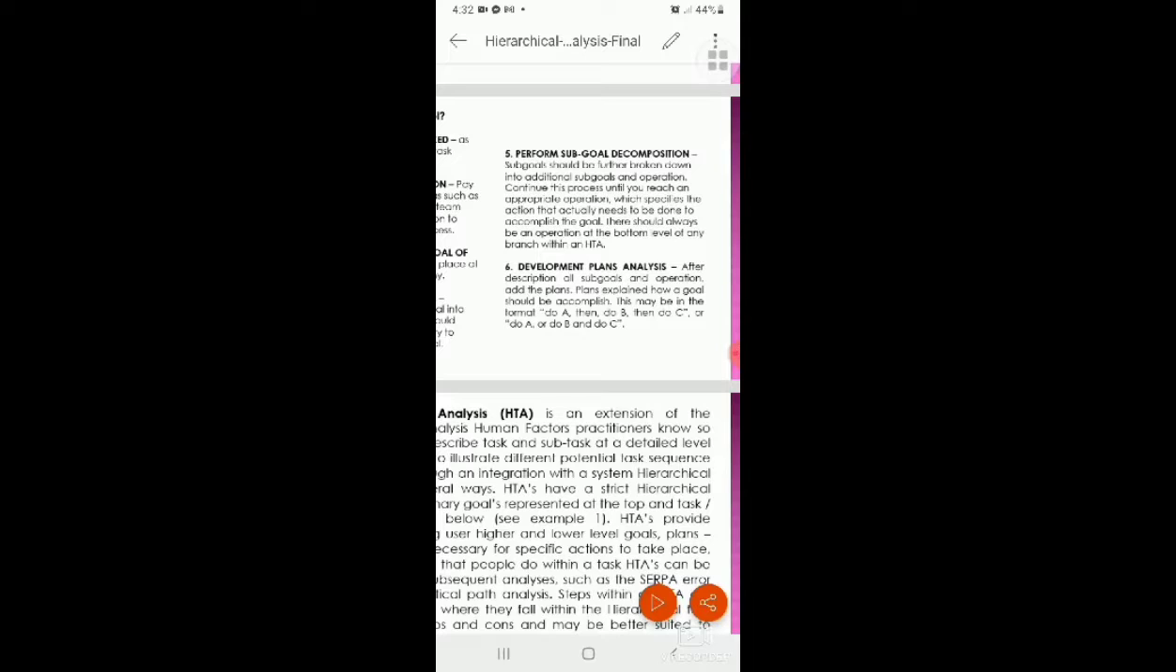And the last is number 6. Develop plans analysis. After describing all sub-goals and operations, then add the plans. Plans explain how a goal should be accomplished. This may be in the format do A, then do B, then do C, or do A, or do B, and do C.